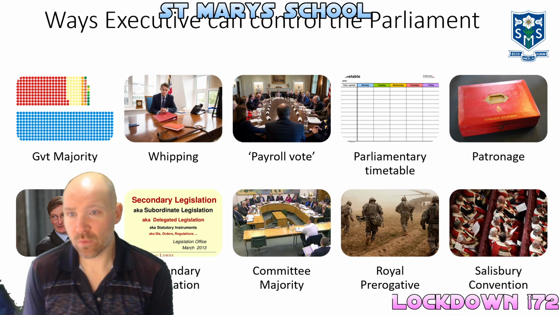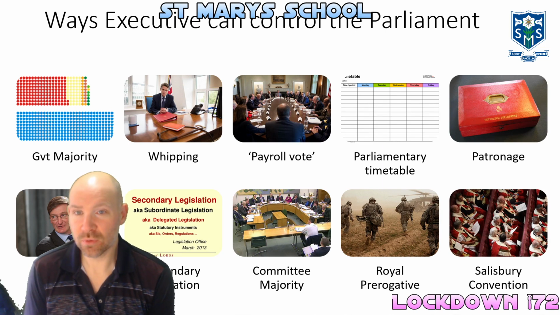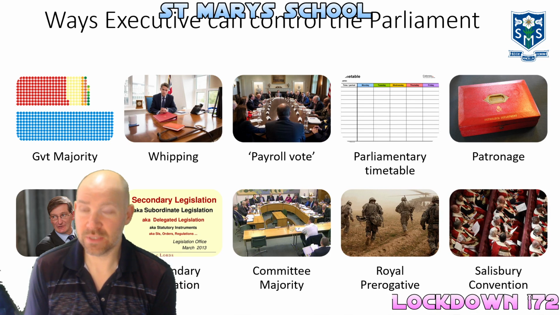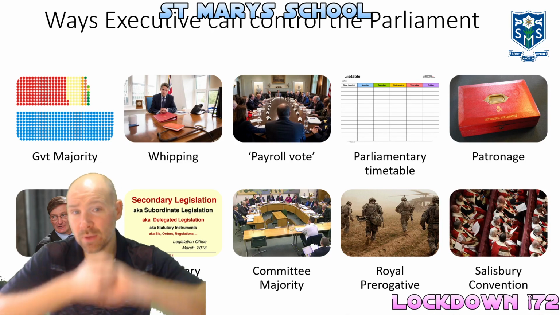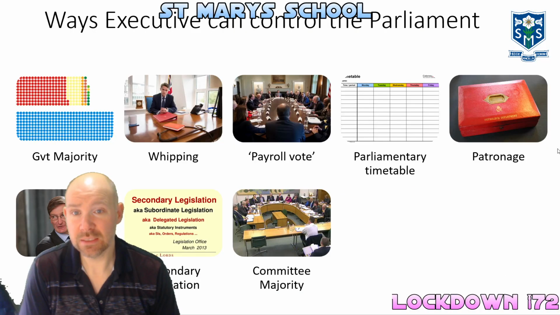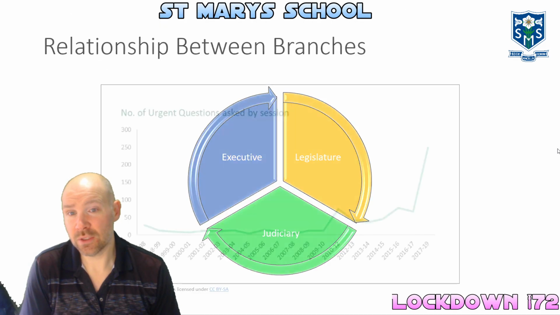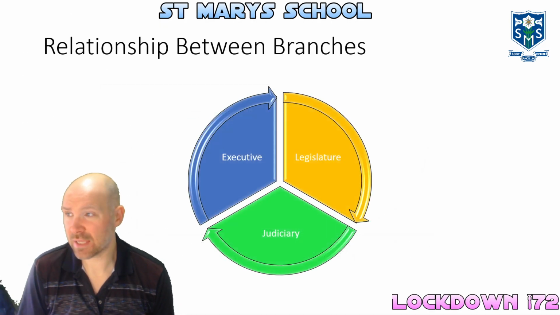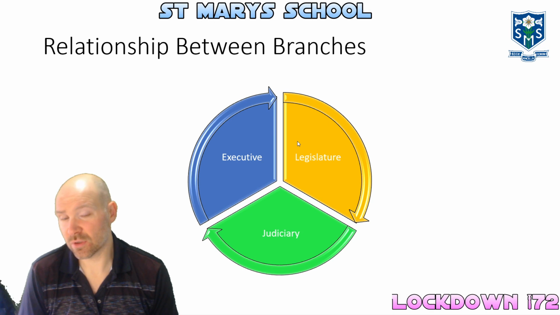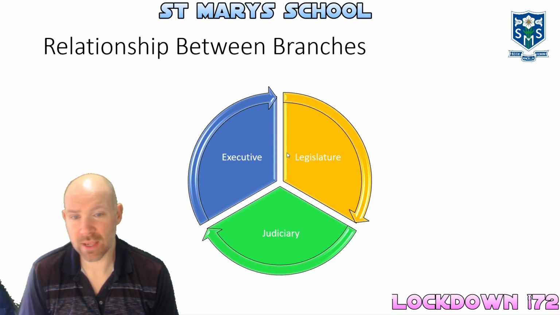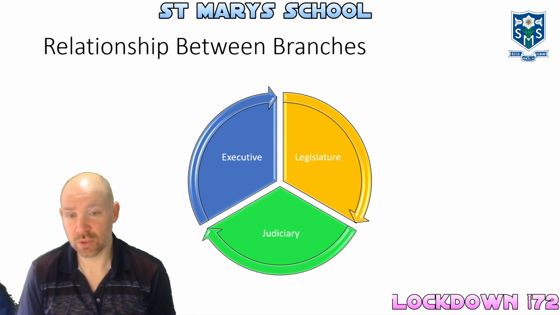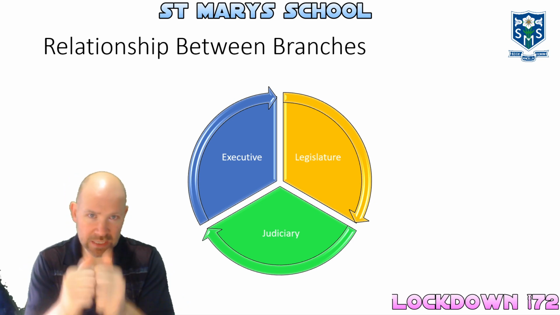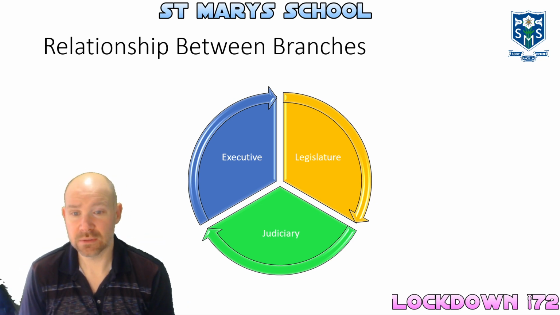So compare this video to the previous video. Think about the ways the legislature can control the executive. Think about the ways that the executive can control Parliament. It is a complex relationship. If I go back to the pie chart, you cannot really just say this is stronger or this is stronger. It is a complex relationship whereby at different times, on different votes, on different ideas, using different methods, different branches have more control. And that bumping along together is how our political system works.